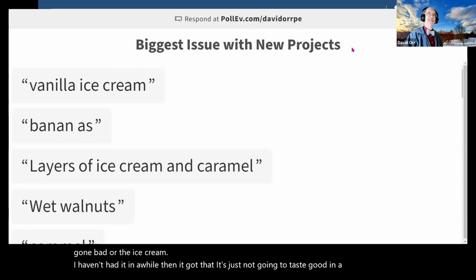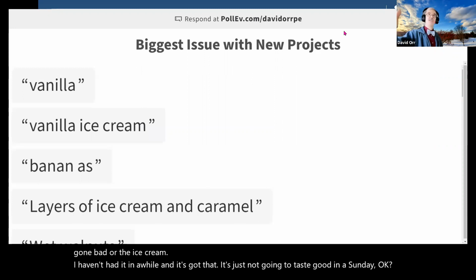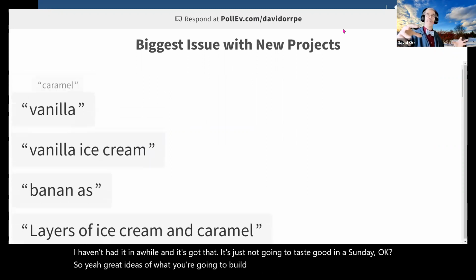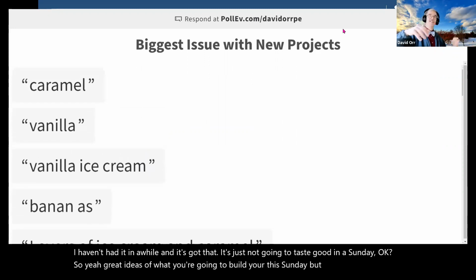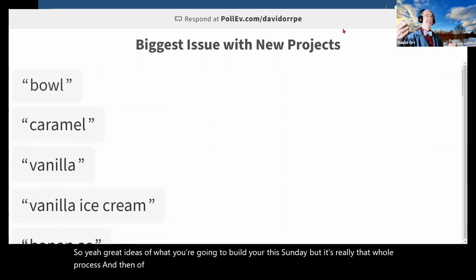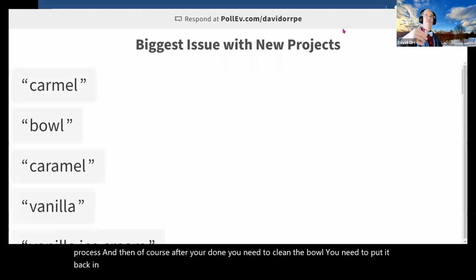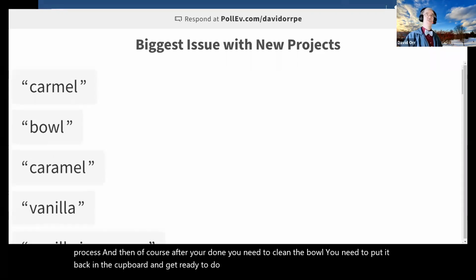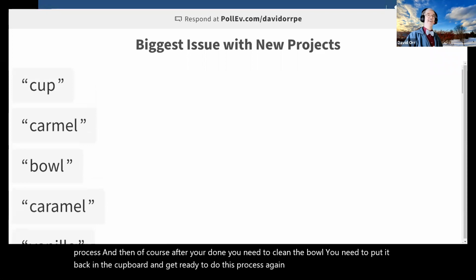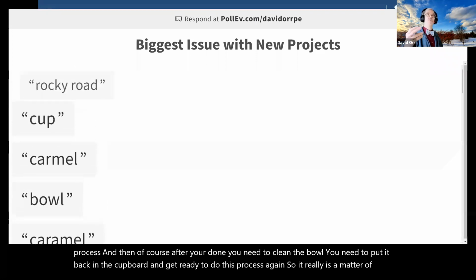So, great ideas of what you're going to build in this sundae, but it's really that whole process. And then, of course, after you're done, you need to clean the bowl, put it back in the cupboard, and get ready to do this process again. So it really is a matter of thinking about the whole process.